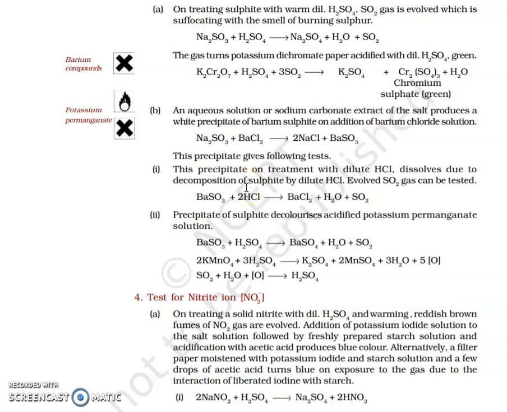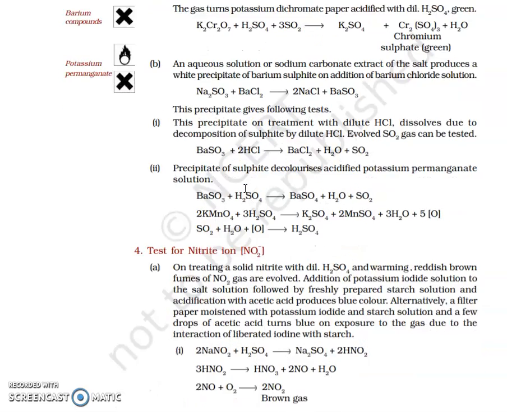Barium sulfite reacts with sulfuric acid to give barium sulfate, water and SO2. So 2 KMnO4 reacts with sulfuric acid to give K2SO4, 2 MnSO4, 3 H2O and 5 O. So SO2 plus H2O plus O gives H2SO4.